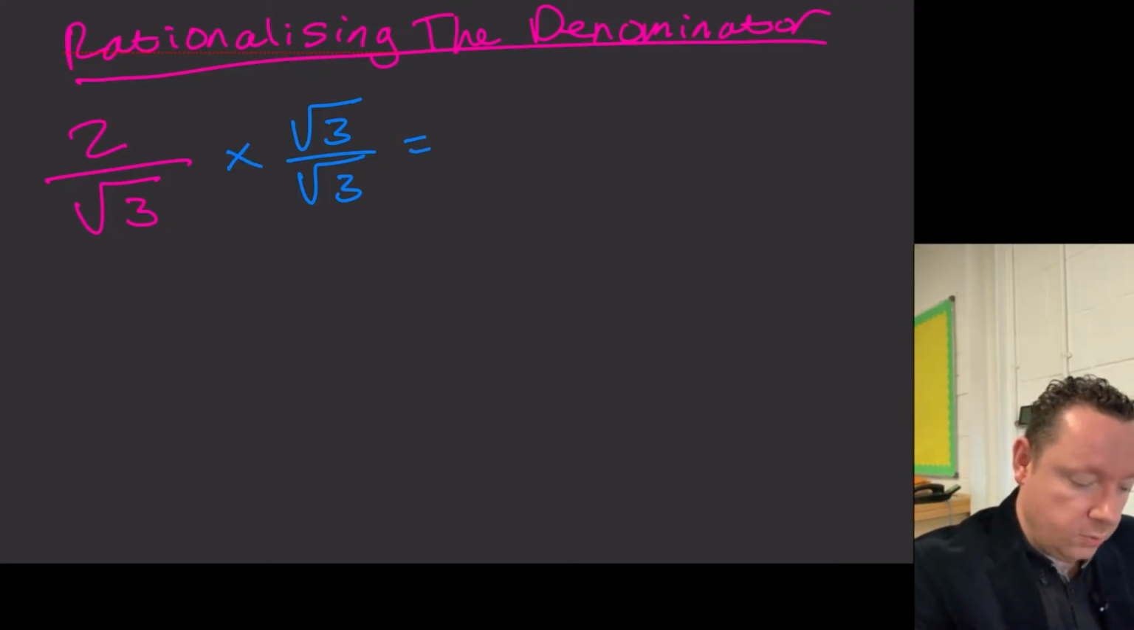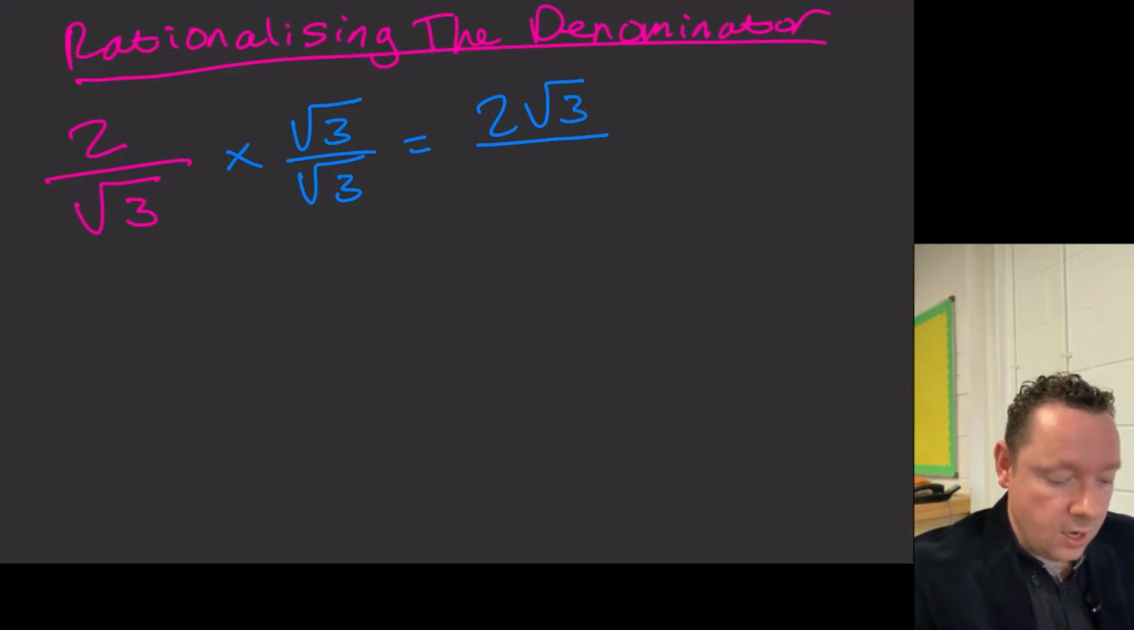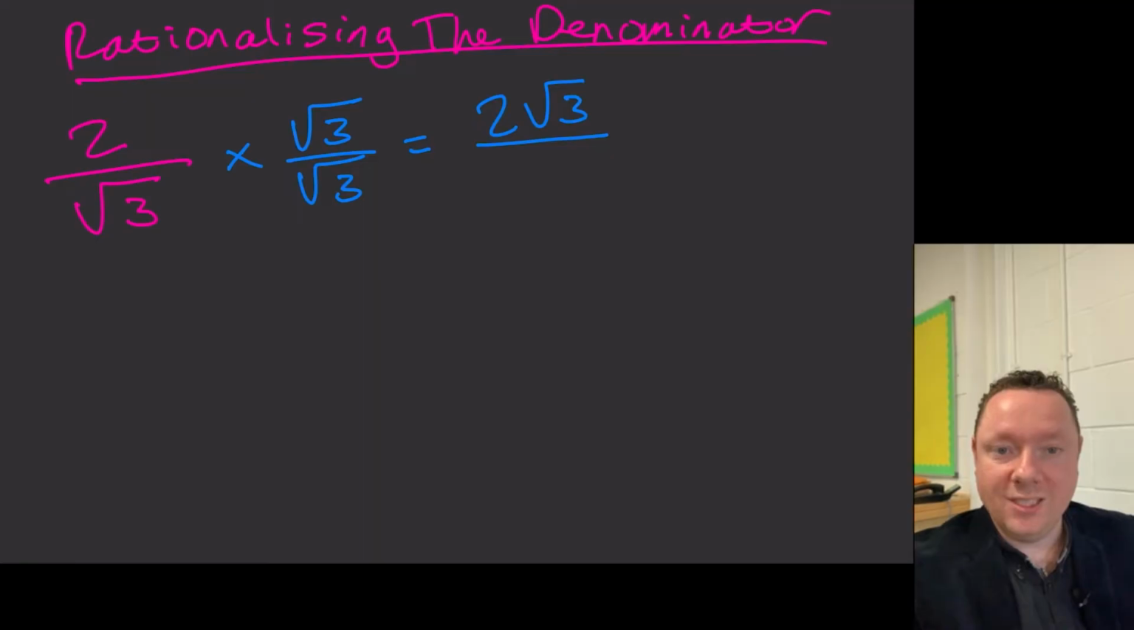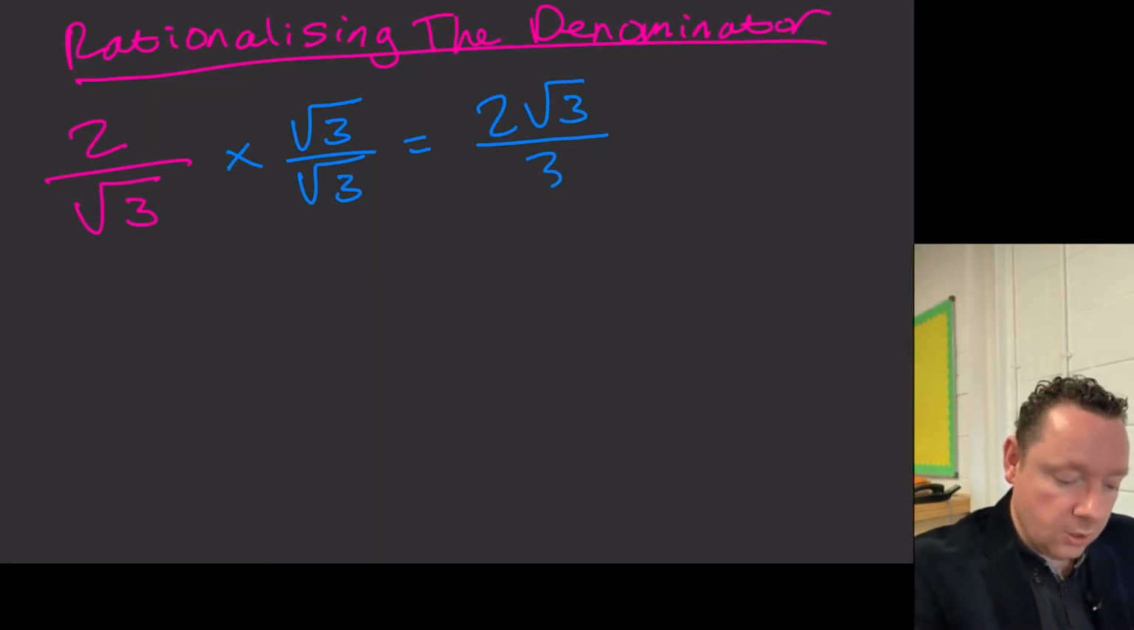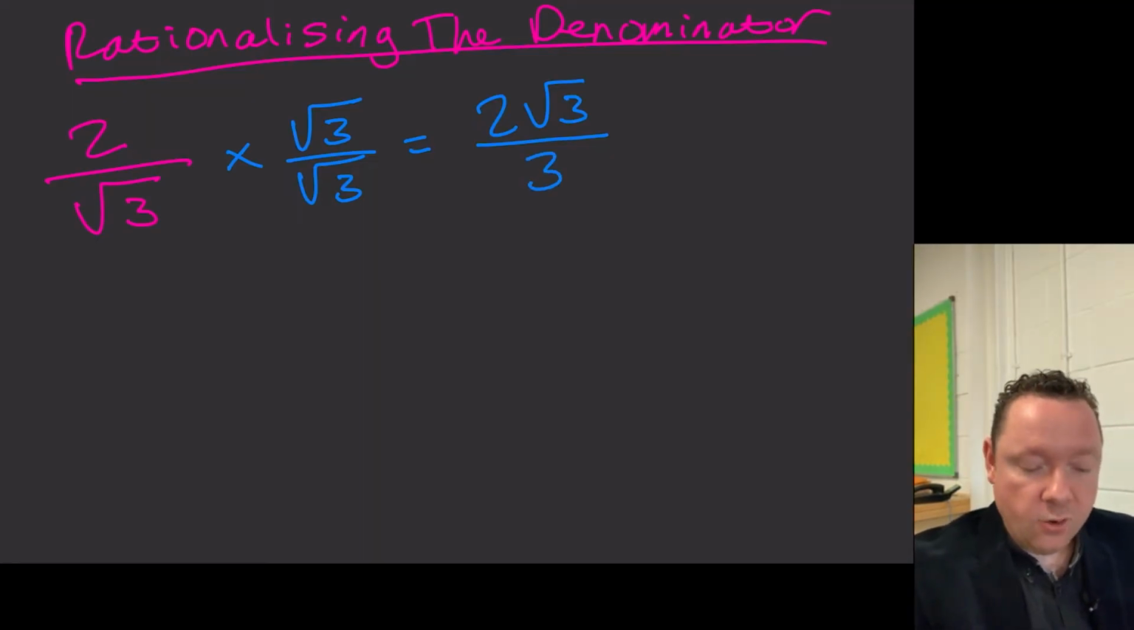So I times just the top, 2 root 3. And if you remember from our previous examples, the square root of a number times the square root of the same number is just the number. So it's 2 root 3 over 3.